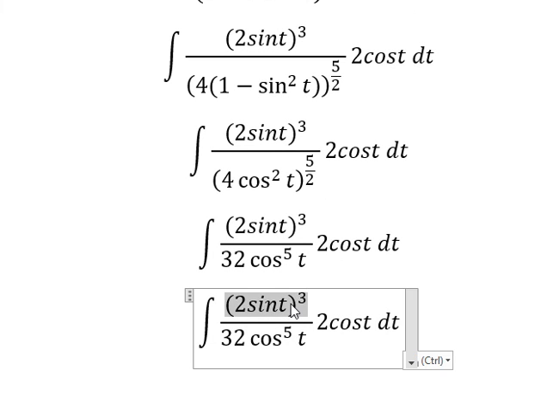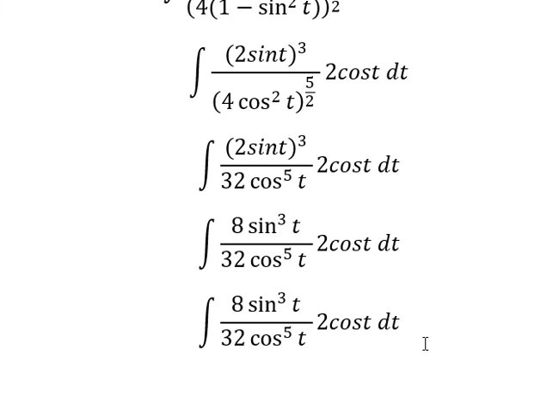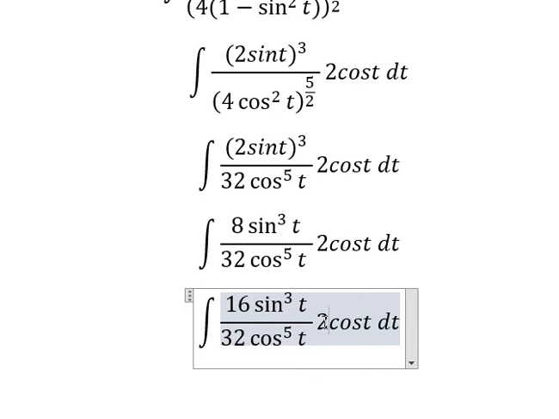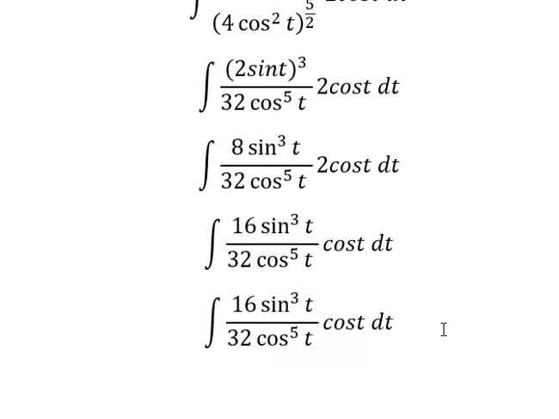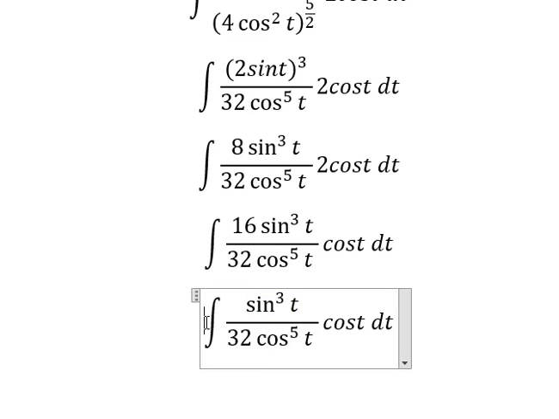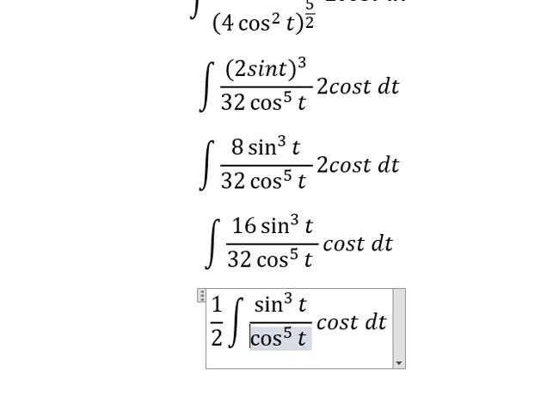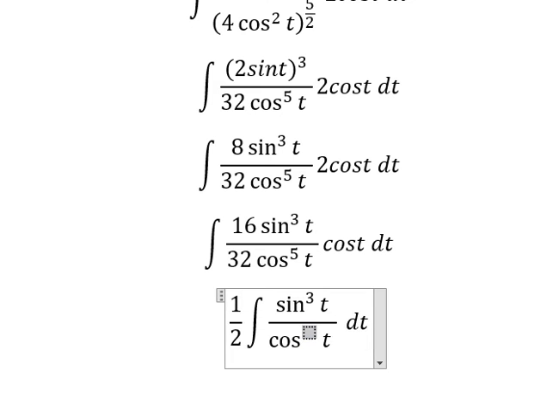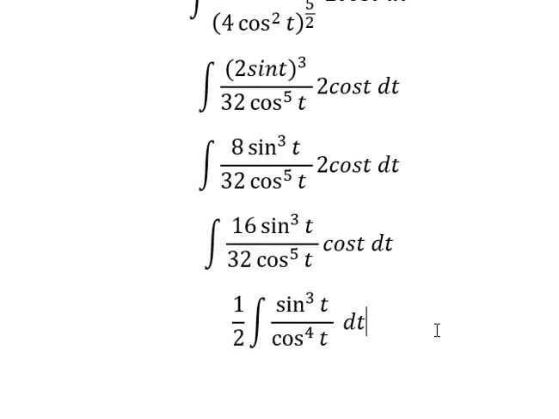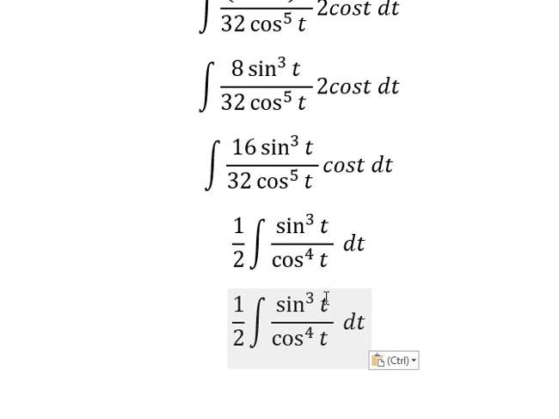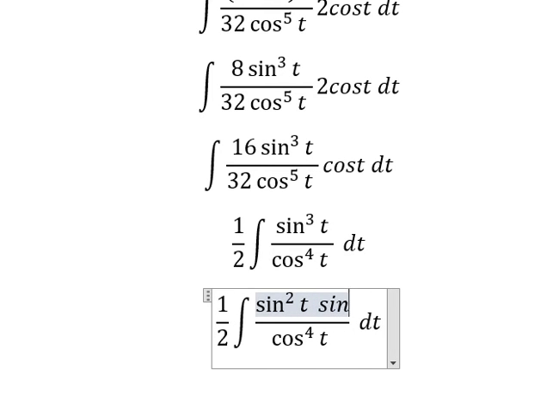This one we have 8 sine t to the power of 3. Now 8 with the 2, you get 16. Now we can simplify. 16 divided by 32, you get 1 over 2. Cosine t, we simplify. Next, sine t to the power of 3, we can put into sine squared t and sine t.